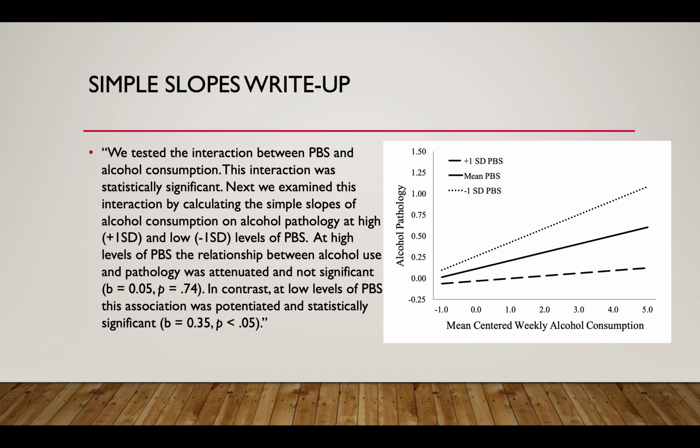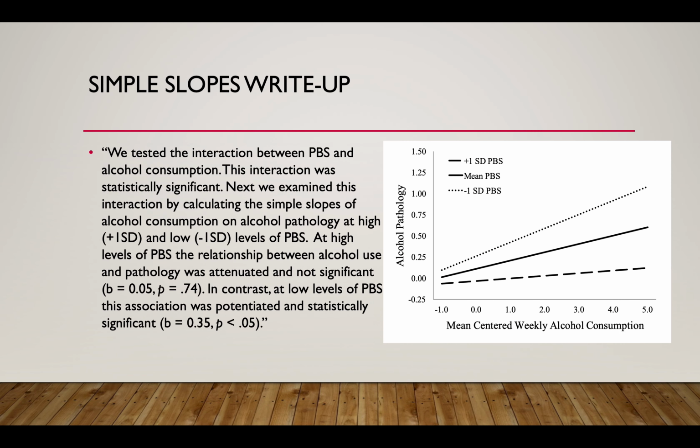This is an example of the write-up that I would use when writing up how to think about simple slopes. We tested the interaction between protective behavioral strategies, PBS, and alcohol consumption. This interaction was statistically significant. Next, we examined this interaction by calculating the simple slopes of alcohol consumption on alcohol pathology at high and low levels of protective behavioral strategies. At high levels of PBS, the relationship between alcohol use and pathology was attenuated and not significant. In contrast, at low levels of PBS, this association was potentiated and statistically significant. So for your homework, for exams, this is the type of thing that I would expect you to do.